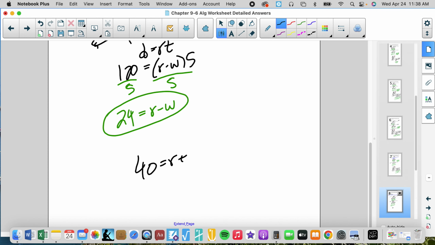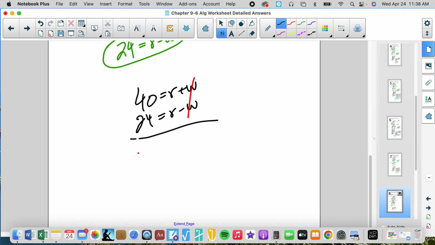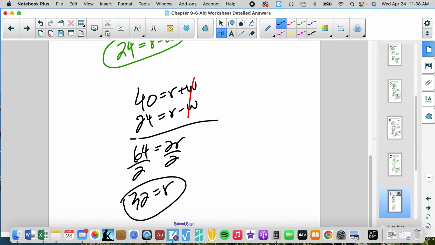40 equals R plus W. 24 equals R minus W. So this is nice. You just need to be able to remember the logic of setting up these equations. And that's all I relied upon. I went concrete, distance, rate, times. 32 equals the rate of speed of the cabin cruiser.